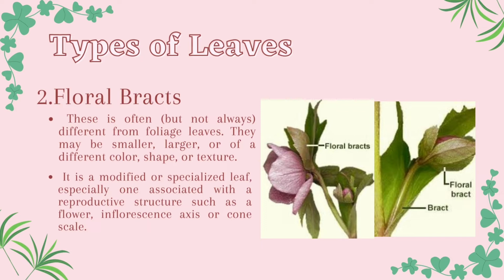This is often different from the foliage leaves. They are maybe smaller, larger, or of a different color, shape, and structure. Floral bracts are also modified or specialized leaves, especially one associated with a reproductive structure such as a flower, inflorescence axis, or cone scale.